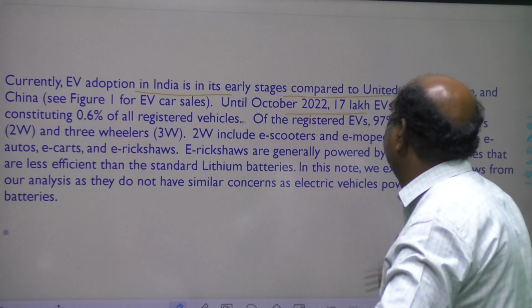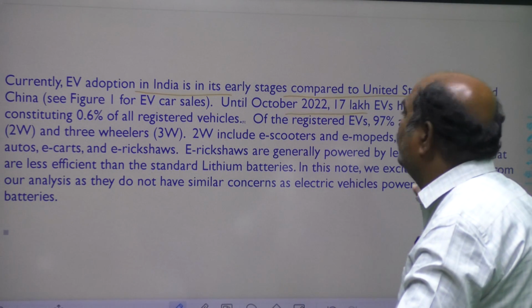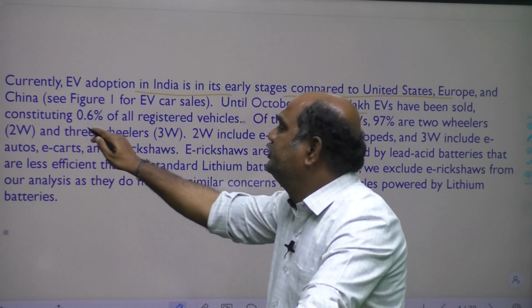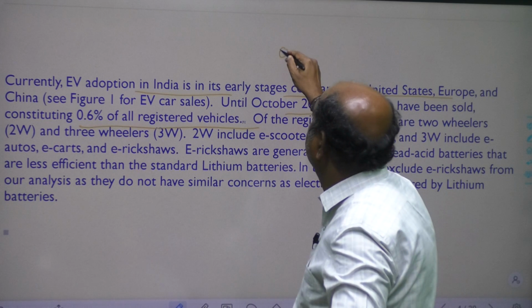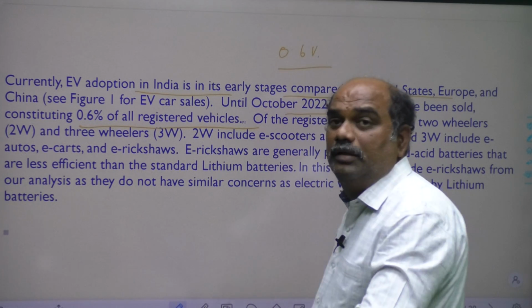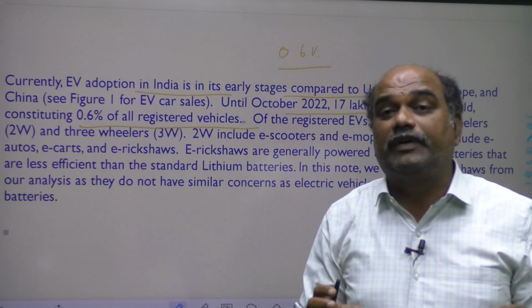Until October 2022, 17 lakh EVs have been sold, constituting 0.6% of all registered vehicles. What is the percentage of electric vehicles among all the registered vehicles of India?